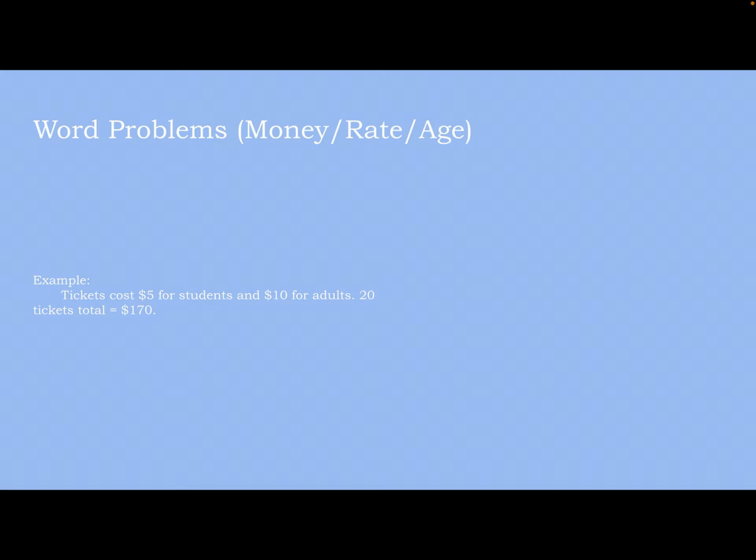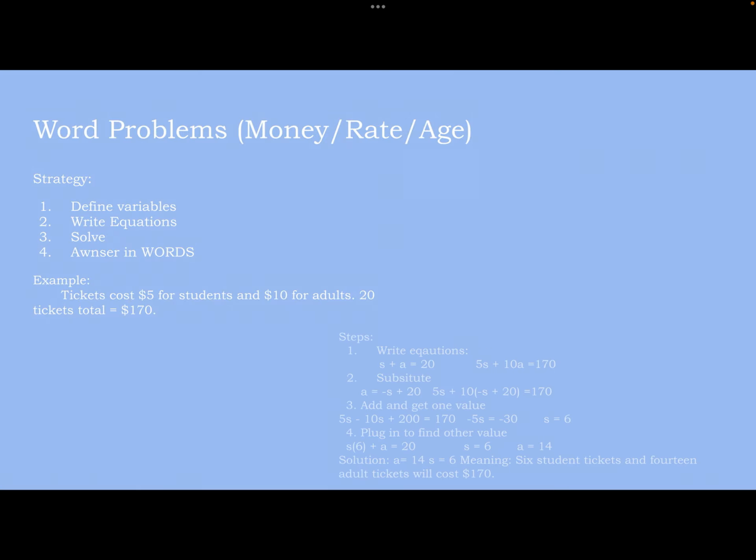So tickets cost $5 for students and $10 for adults. 20 tickets total is $170. So here's your strategy. You're going to define the variables, so decide what the letters are going to represent. Write your equations. Then you're going to solve and answer in words. If the problem is in words, your answer needs to be in words.